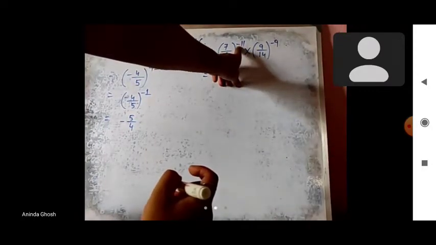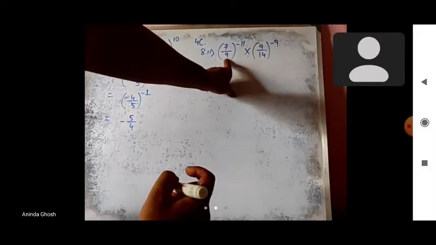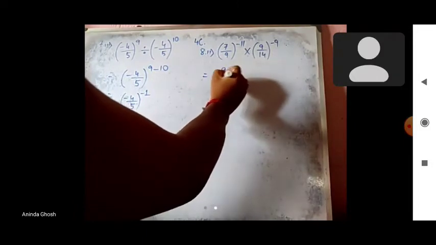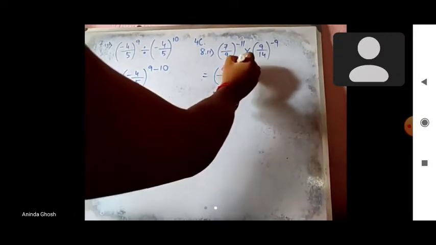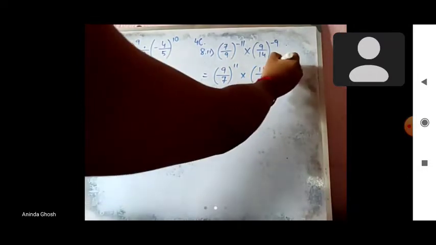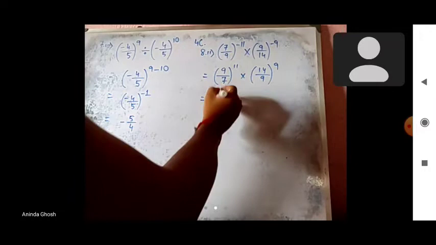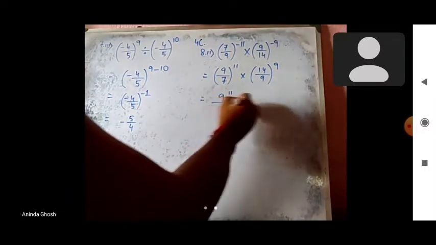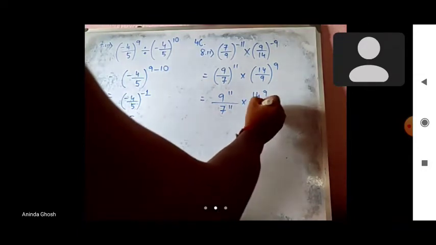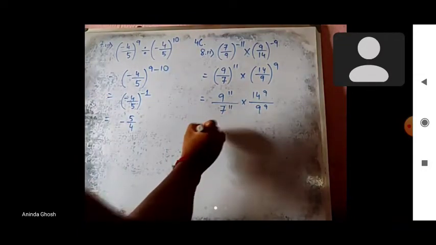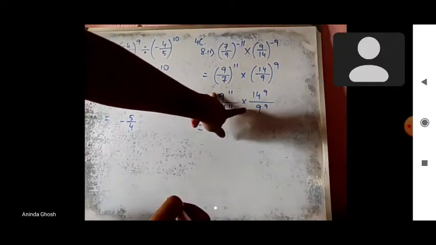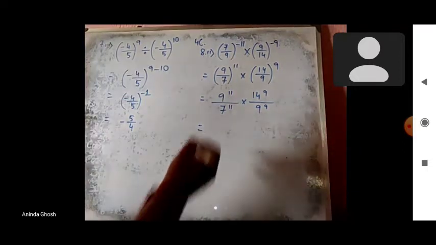Next one from exercise 4C, 8-2: 7 upon 9 to the power minus 11, and this minus sign indicates that we have to reciprocate the base. So we write 9 upon 7 to the power plus 11, and in the same way 14 upon 9 to the power plus 9. So 9 to the power 11 upon 7 to the power 11 into 14 to the power 9 upon 9 to the power 9.